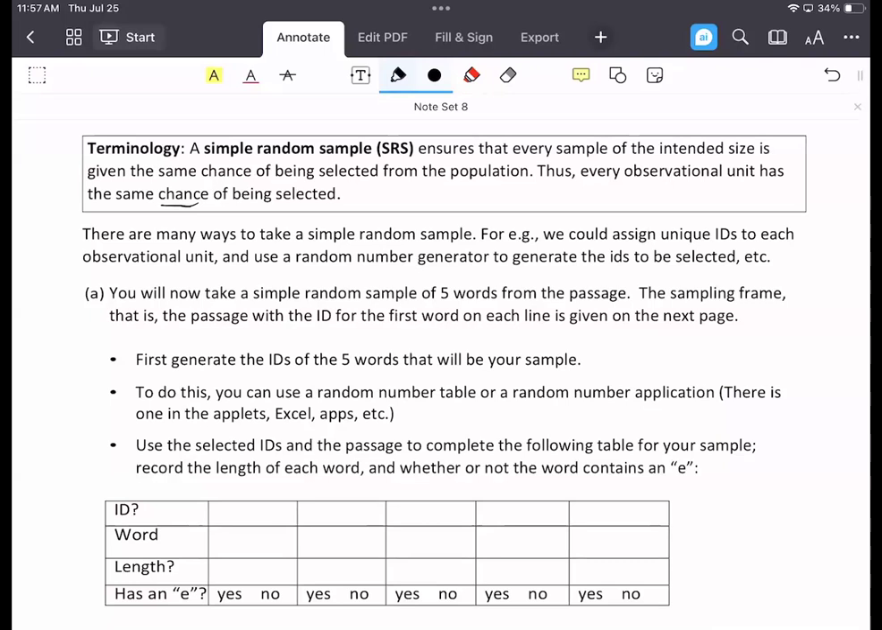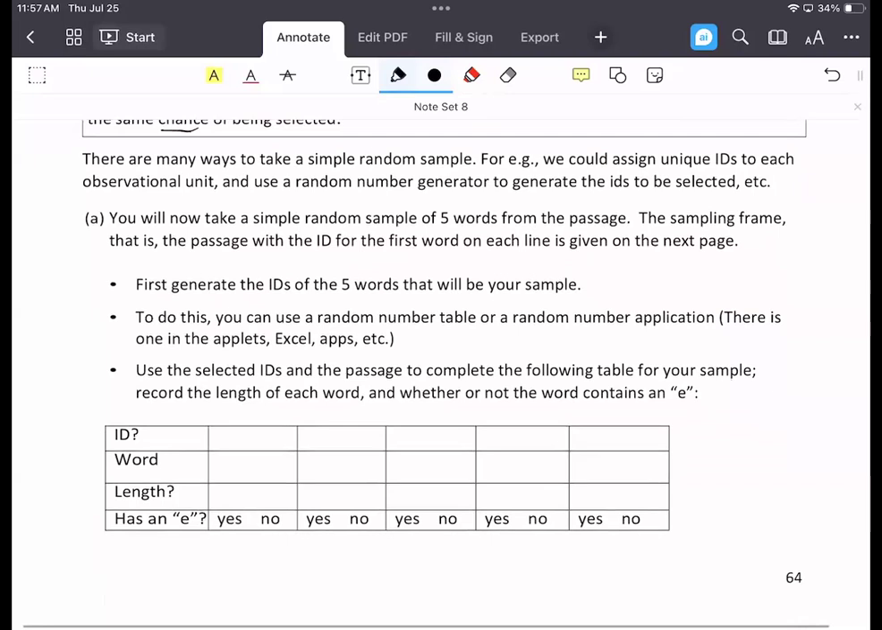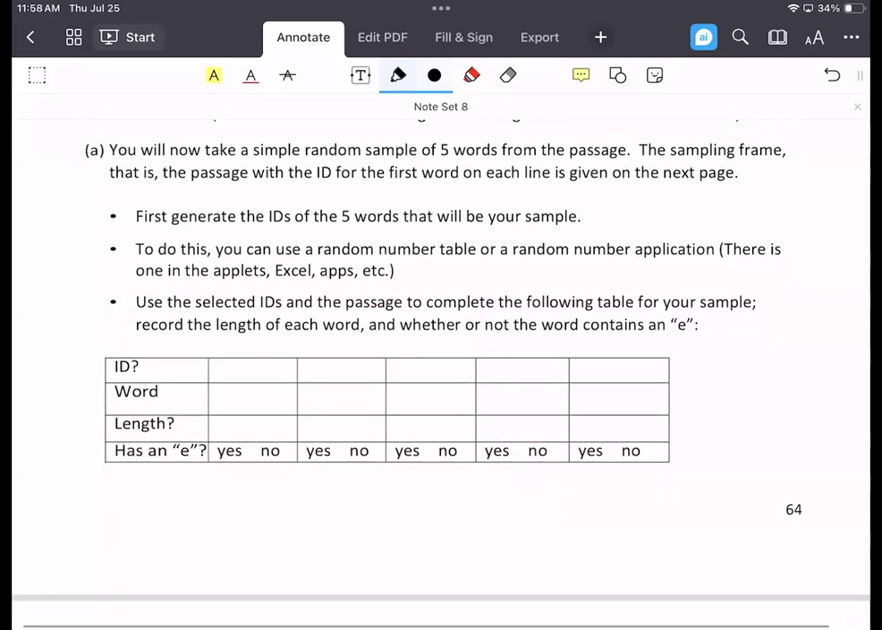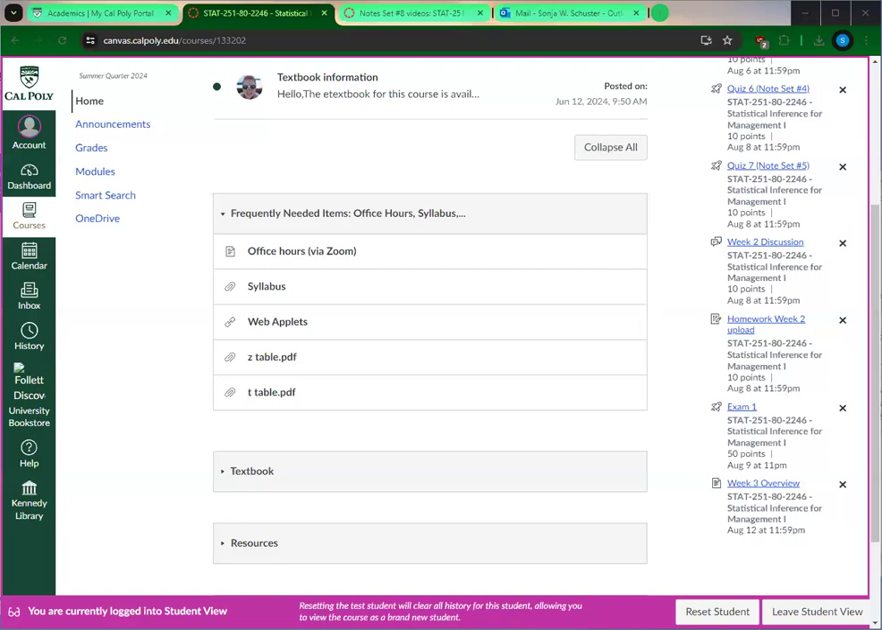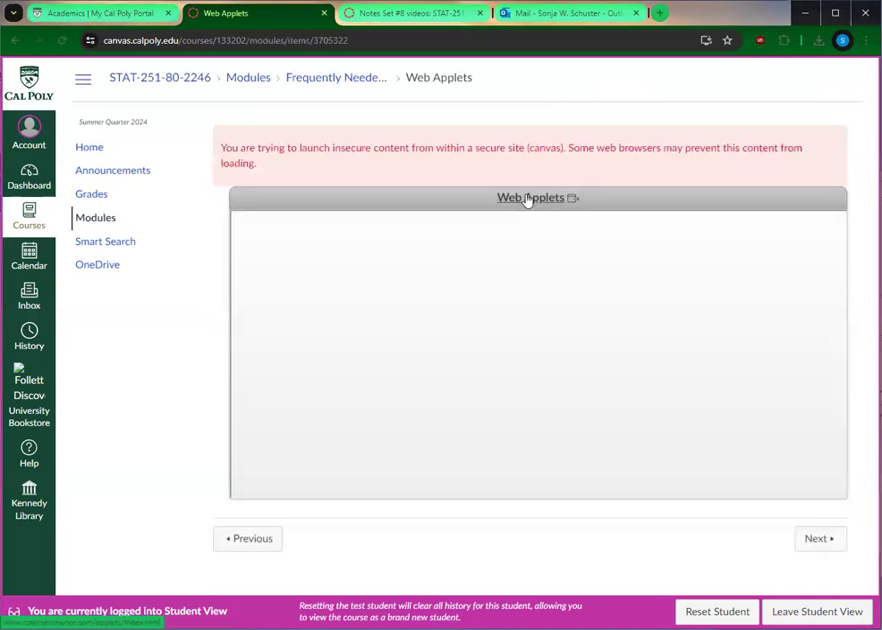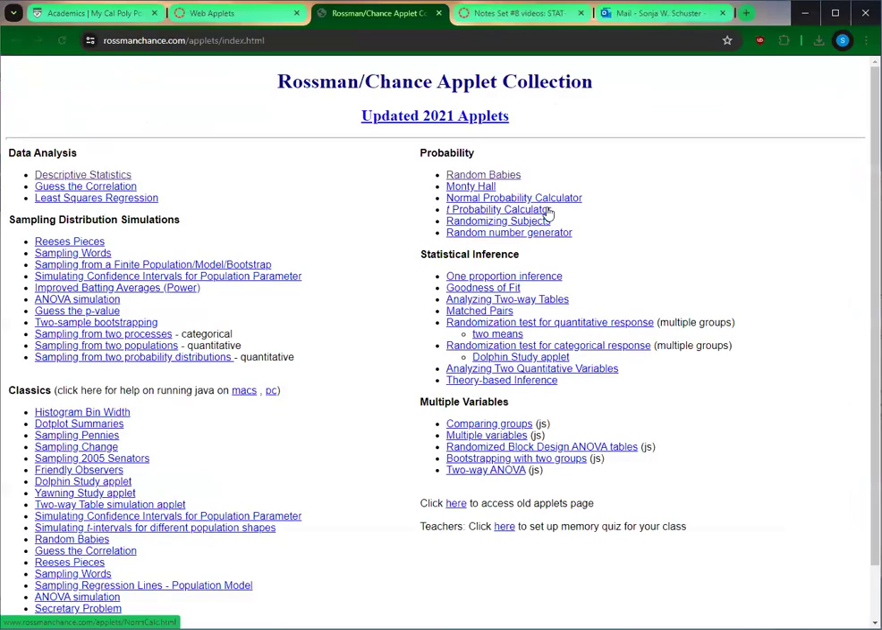So what I'm going to do is show you how to use the random number generator in the applets. I suggest you do it too, and you can try it along with me. So I'm going to pause for a moment. Now, I'm sharing instead the Canvas page. If I click on Web Applets, it'll come up. You always have to then click on the Web Applets again.